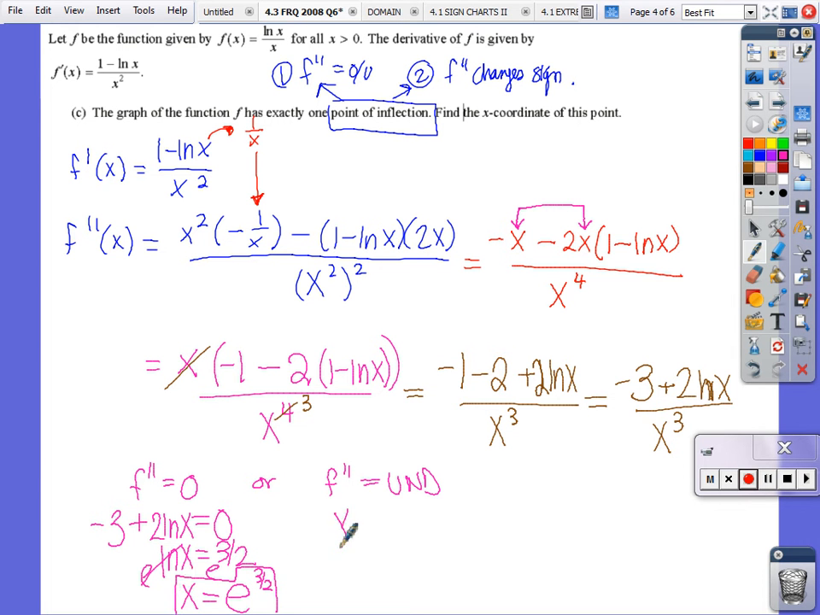On this side here, I get x cubed is equal to 0, so x equals 0, but the domain said that x had to be greater than 0. Our only possible point of inflection is e to the 3 halves. Therefore, that has to be the actual point of inflection because they told us there's exactly one.